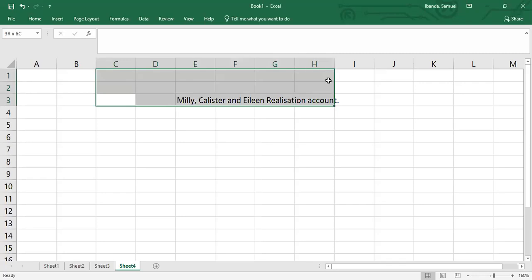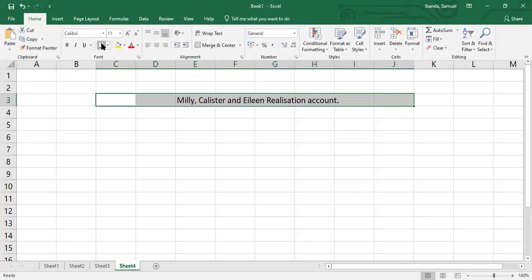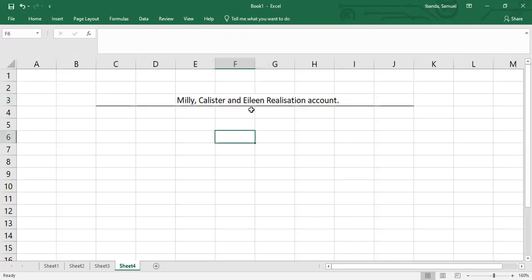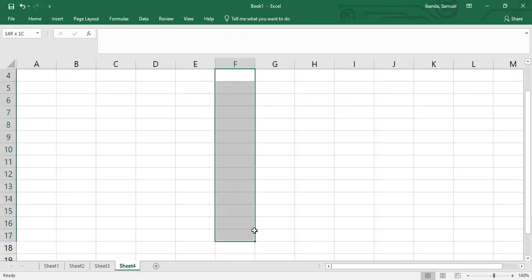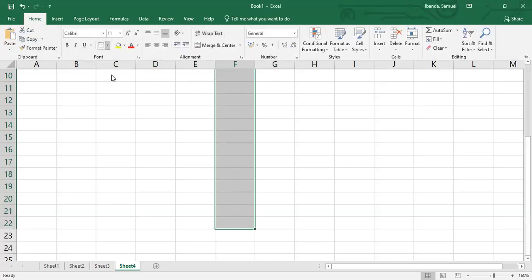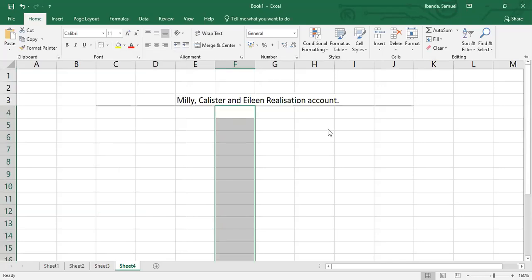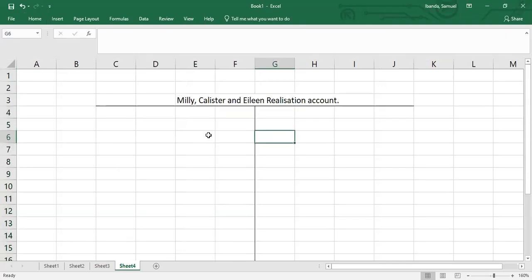So the realization account is just in T format. Okay, I'll just draw it in T format like that. And then I'll just draw my line there. Like that. Of course, this is the debit. This is debit. This is also credit.